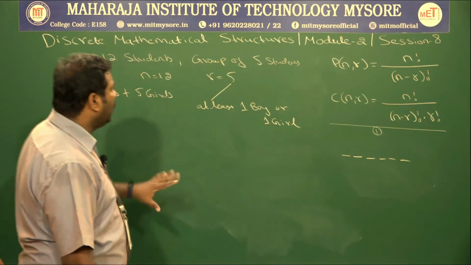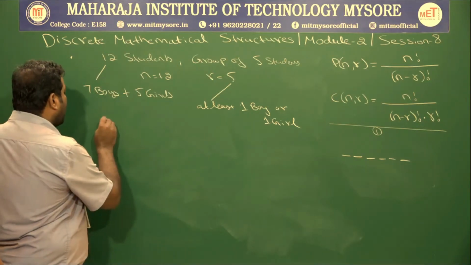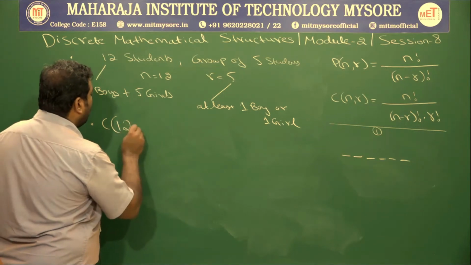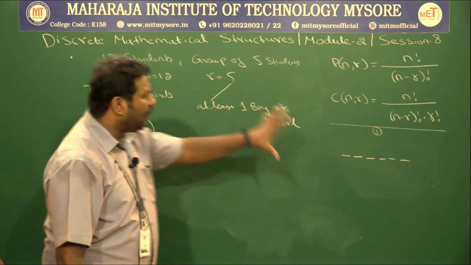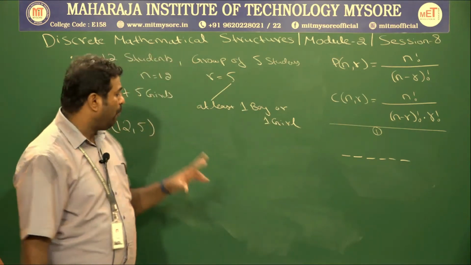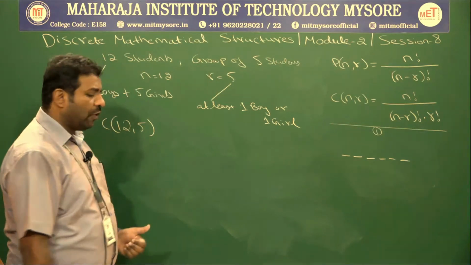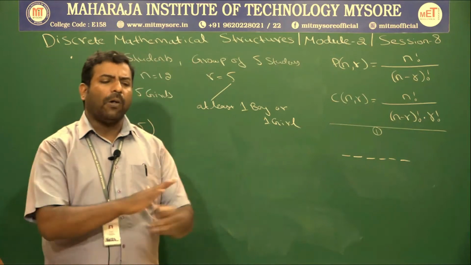So first, I know that if I am going to pick 5 students to form a group, I am going to have C of 12, 5. That is, I am going to pick 5 students. So when I find the combination of 12, 5, what am I going to end with? I am going to have all the ways.